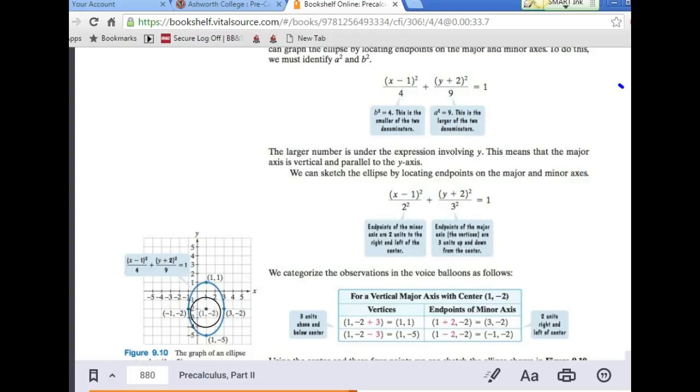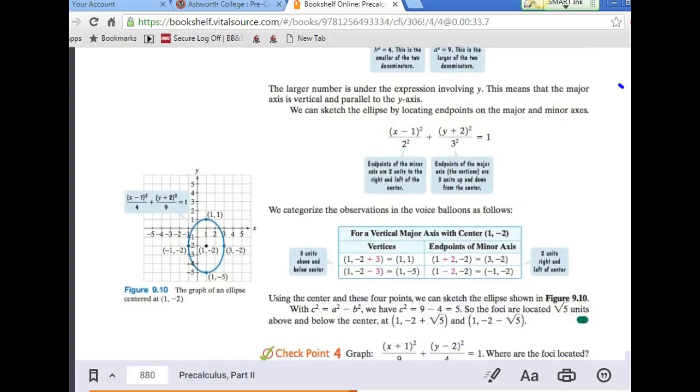So notice if I started at my center here and I went right 2 and left 2, that's 2 of my points right there, which would be 3, negative 2, and negative 1, negative 2. And if I started at my center and I went up 3, I would be at 1, 1, and if I was at my center and went down 3, I would be at 1, negative 5. And those become my vertices, or the parts that are going to help me graph the parabola, the ellipse, excuse me.